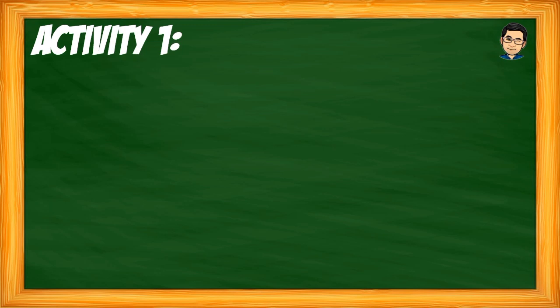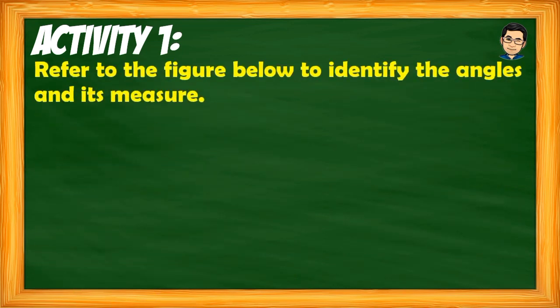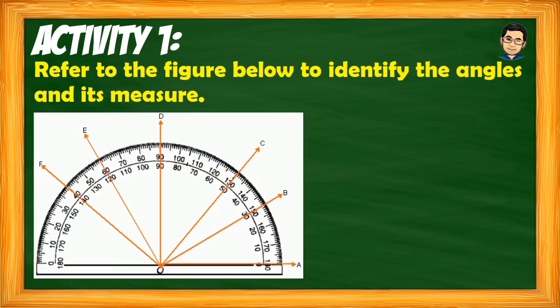So, let us have an activity. Refer to the figure below to identify the angles and its measure. Okay. As you can see, ayan, meron tayong protractor dyan and then may mga angles na nakadraw. Okay. Yung una muna, measure of angle AOC. Okay, so, nasaan ang angle AOC? So, ayan, AOC. Okay, as you can see, yung AOC is an acute angle. Okay, like for example, ayan ang ating sinusukat, 'di ba?